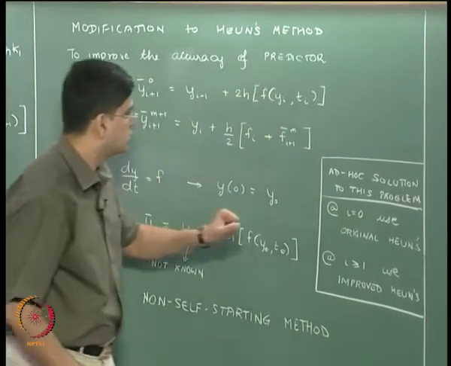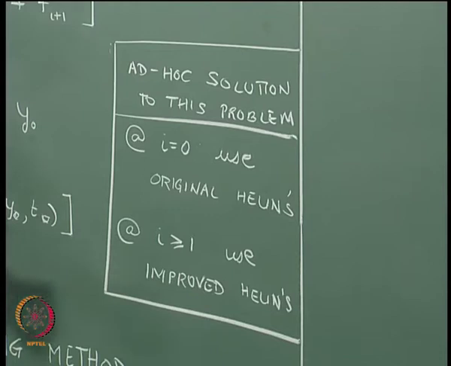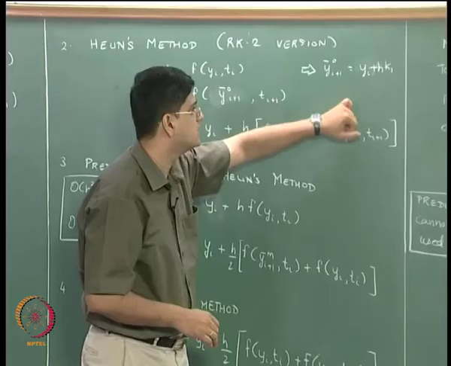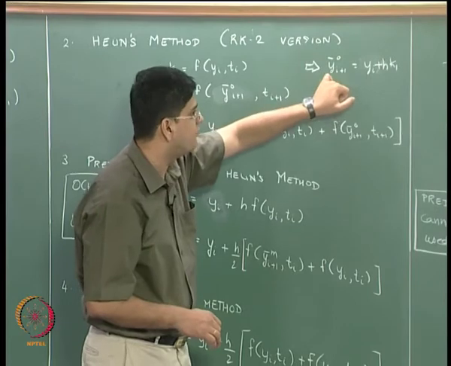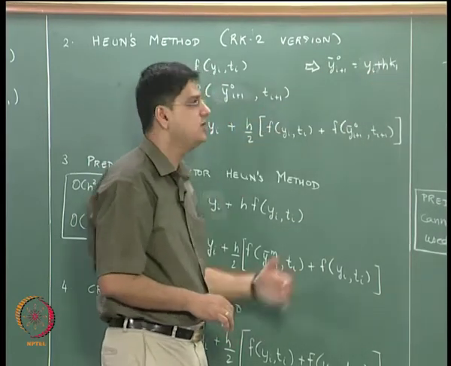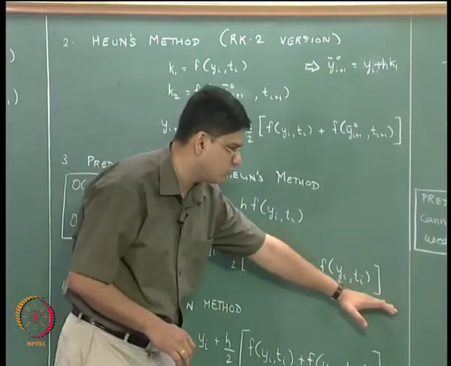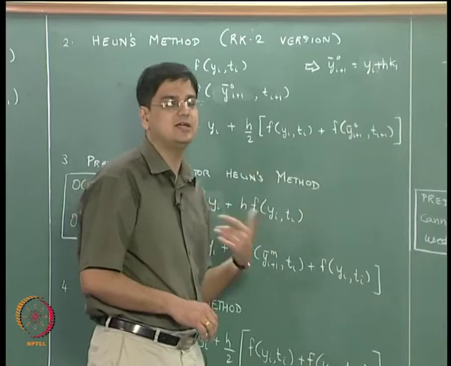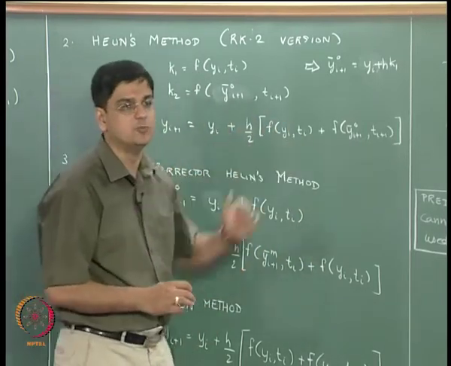Okay. So, the way to handle this particular problem is at I equal to 0, we will use the original Yoon's method, which means the predictor will be of the form yi plus 1 bar equal to yi plus h times k1. So, in other words, y1 bar 0 equal to y0 plus h times k1, that is what we use for the predictor. We will use this particular equation for the corrector. Keep in mind that the corrector equation has not changed from Yoon's method to the improved Yoon's method.